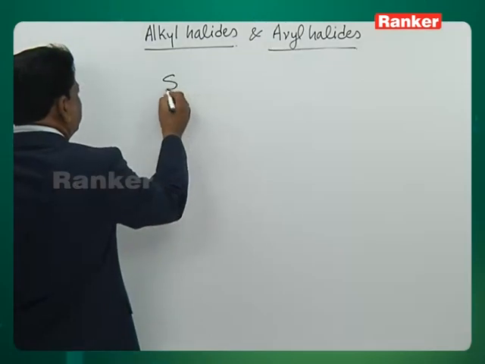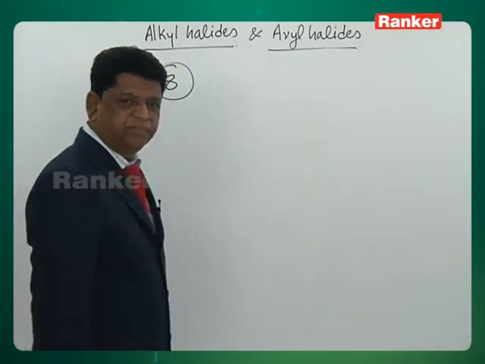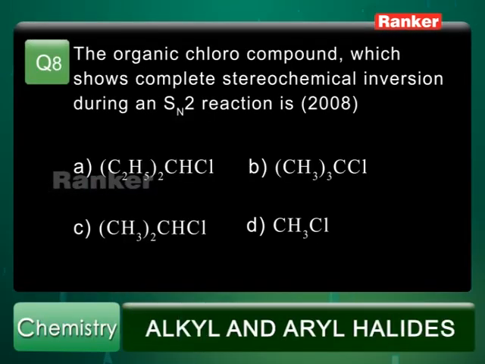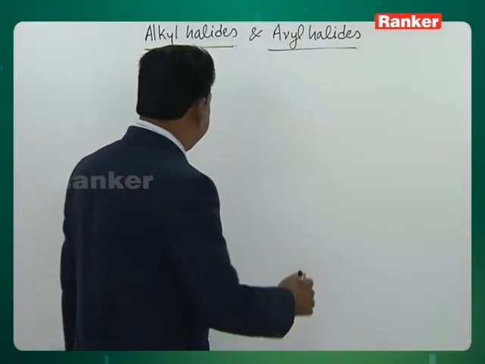So let's go for question number 8. The organic chloro compound which shows complete stereochemical inversion during an SN2 reaction appeared in 2008. The first option is a secondary alkyl halide. The second option is a tertiary alkyl halide. The third one is again a secondary dimethyl type of compound, and the last one is the primary, that is methyl chloride. So here, what happens in this reaction?